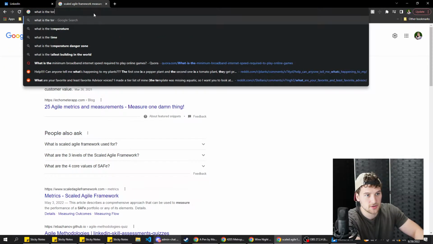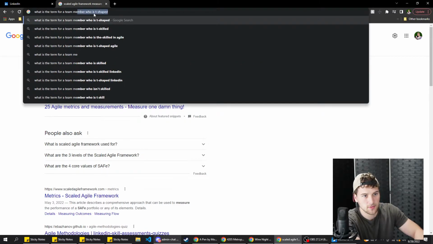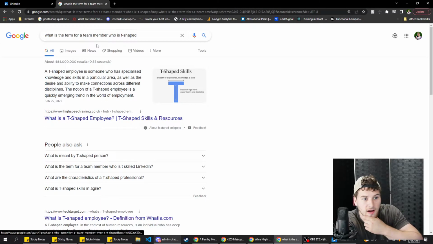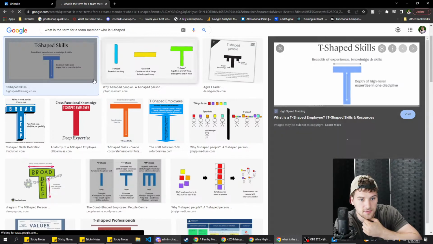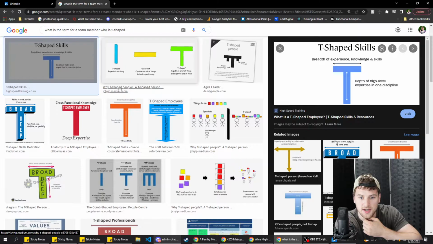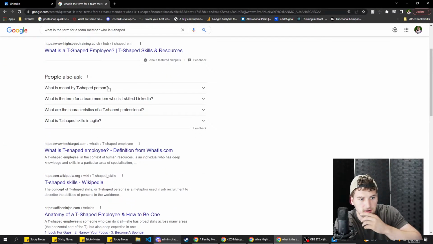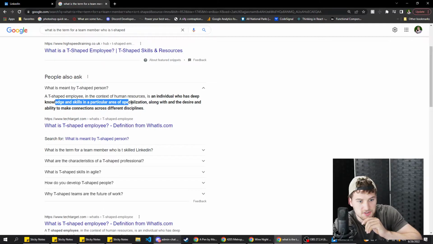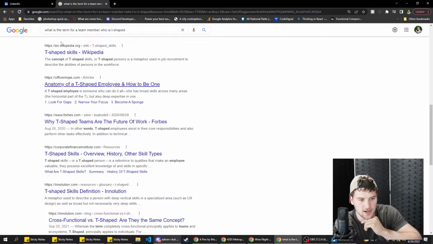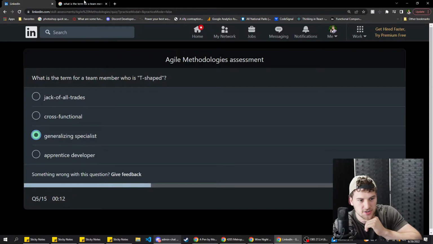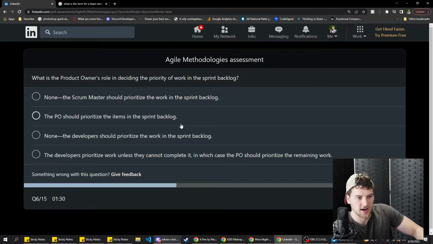What is the term for a team member who is T-shaped? The T-shaped employee is someone who has specialized knowledge and skills in particular areas. Well, the notion of a T-shaped employee is quickly emerging. Okay, what does this say? The image: breadth of experience, depth, right? But 30 seconds left. All right. What is meant by T-shaped person? Who has deep knowledge and skills in one particular area of specialization, along with a desire and ability to make connections across different disciplines. These aren't giving me the answer that I want. I think I'm just going to go with the one I have guessed because we have 14 seconds left. So, yeah.